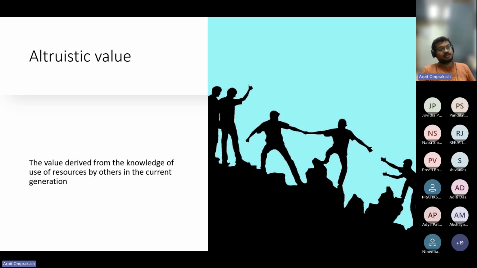So you would still be happy that there is some place like the Kanha National Park where people are using it for all the different sorts of things. Even though you are not directly using it, someone else is using it, and that's why it gives you a value.